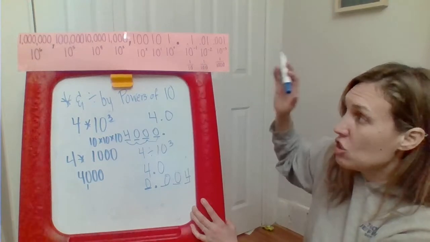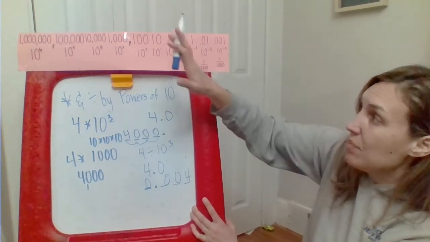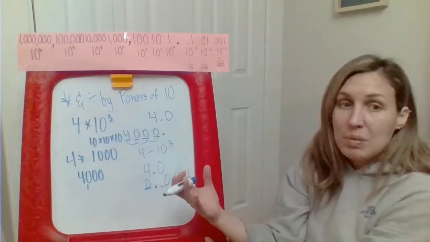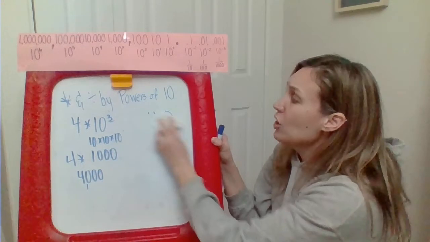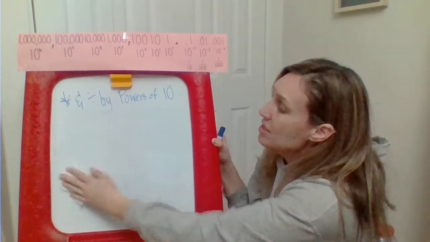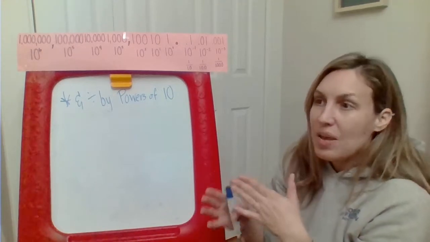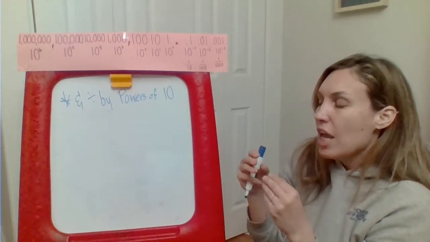Every time they shift to the right, they are divided by 10. Every time they shift to the left, they are multiplying by 10. Okay? So the book talks about this idea of the decimal point moving. Again, the decimal point doesn't really move, and it kind of trips you up with the left and the right.